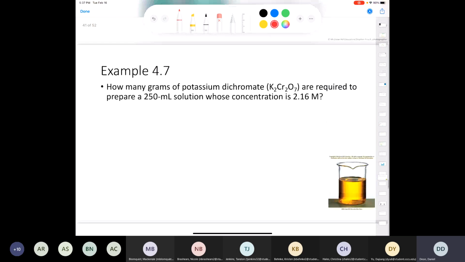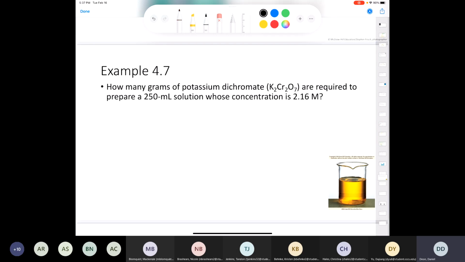Anyhow, with that in mind, let's see if we can apply our newfound knowledge to solve a problem. This is the exact kind of problem you could expect to see on your next exam, which is when? February 25th. It says, how many grams of potassium dichromate are required to prepare a 250 mL solution whose concentration is 2.16 molar, which is the same as 2.16 moles per liter?